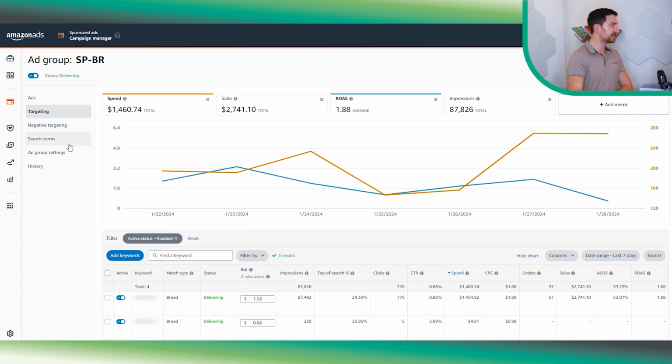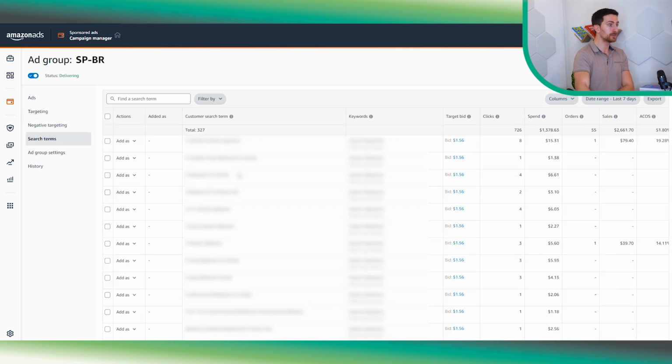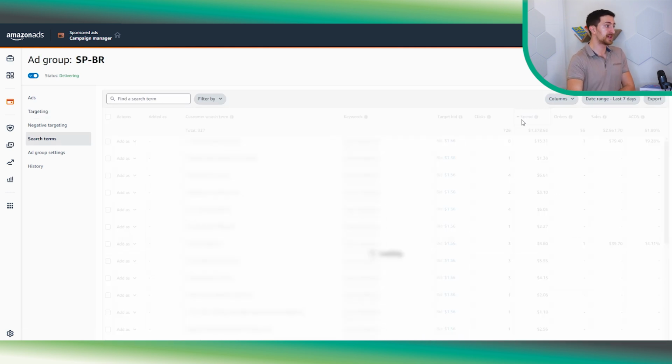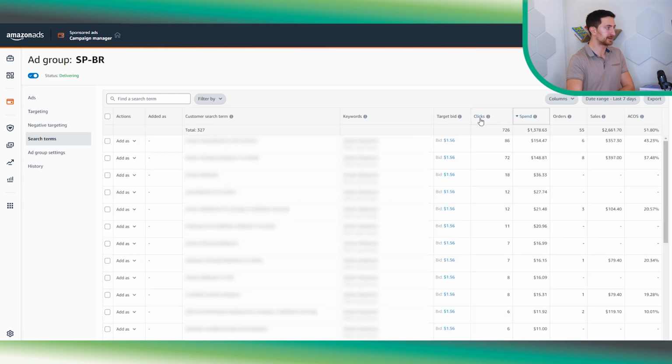So let's analyze that first. Under the search term, I'm always going to analyze the last 7 days and sort by spend. Here, what I want to find is wasted ad spend. I want to find search terms that are not relevant for our product and that we are spending for.